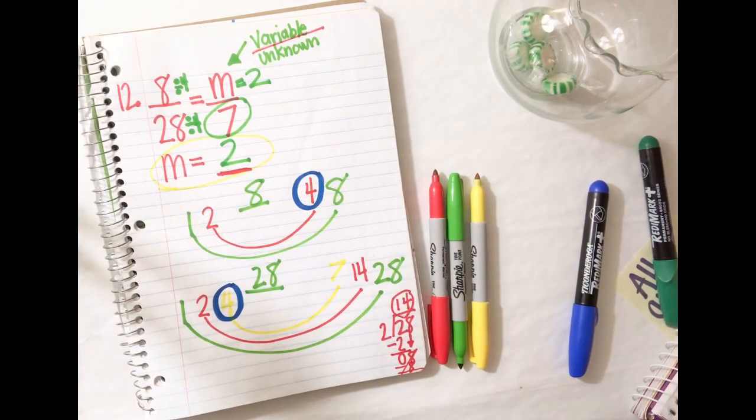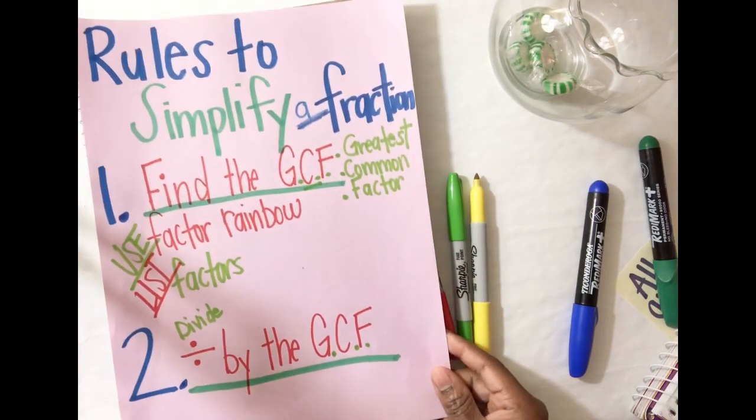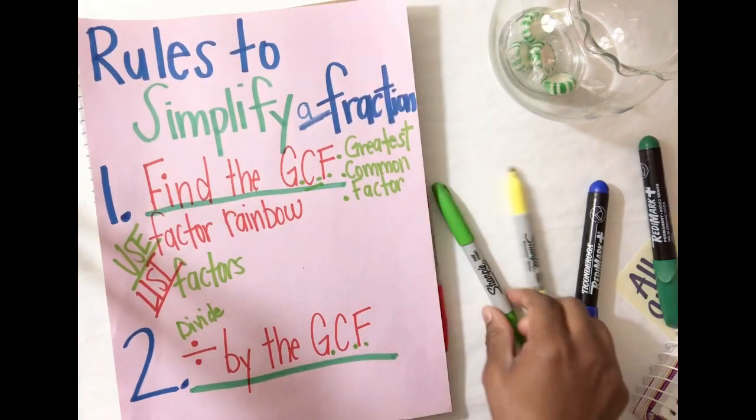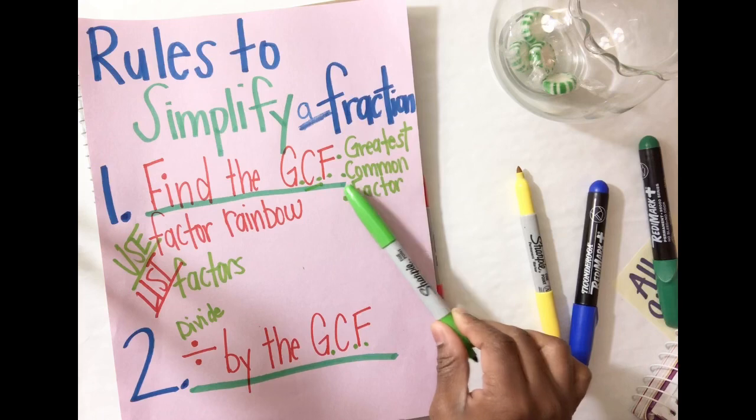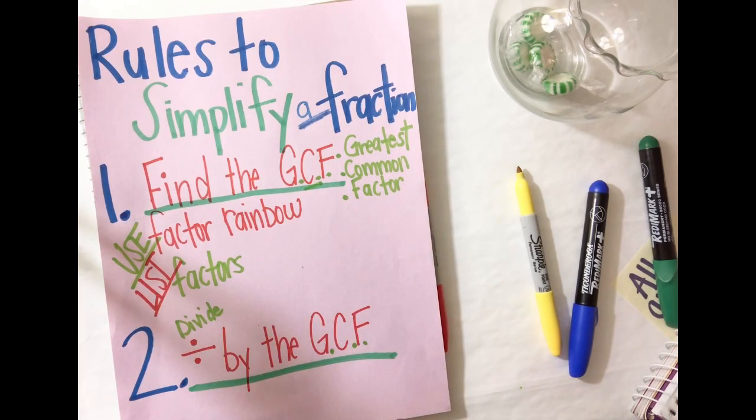So I want you to persevere and push through. Try to do some more problems on your own. You got this. You rock at this. You will not stop at this. Persevere and push through. Remember, there are 2 simple rules to simplify a fraction that you should have written down in your notebook. Find the GCF by using a factor rainbow or listing your factors, and then divide by the GCF.